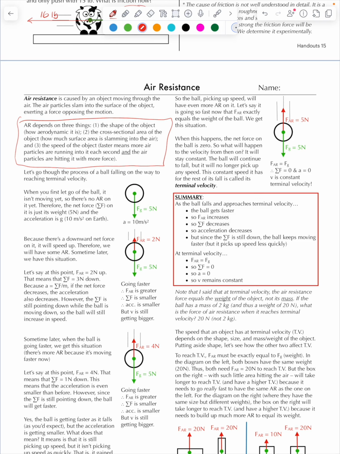And 3, the speed of the object. If it's moving faster, there's going to be more air resistance. And it's more air resistance for 2 reasons. That could be one of the questions I could ask. I don't know. I'm not going to try to give it away by looking back at the final and telling you.